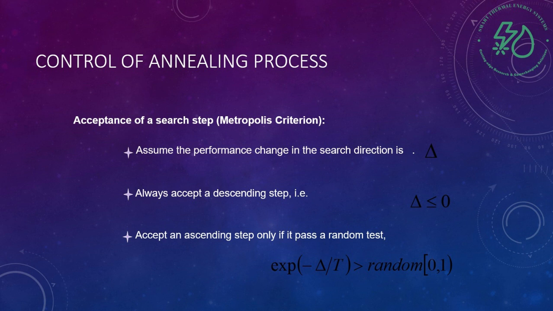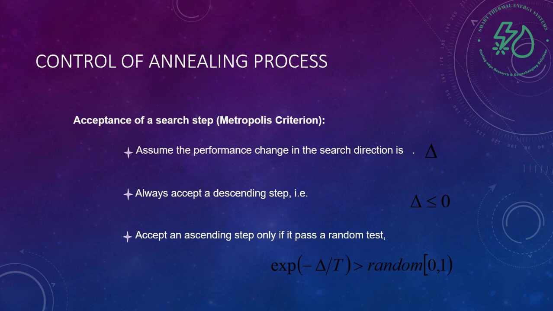In this slide, we are going to get familiar with the control of the annealing process. The acceptance of a new search step is decided by the Metropolis criterion. Assume the change in the objective function is called delta, and if delta is less than 0, the new solution is better. So the step is always accepted.